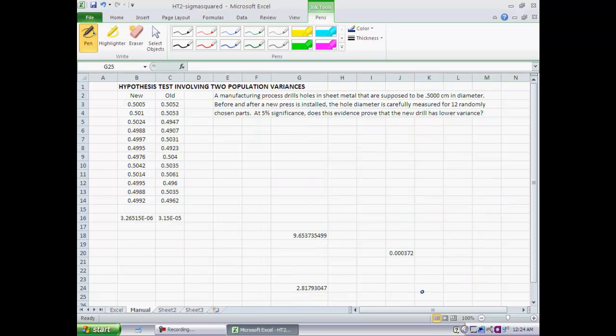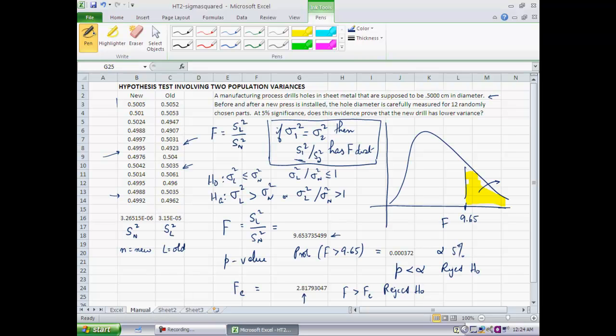So whether I use the p-value method or the critical value method, I end up with the same conclusion, namely that the variance of the drill holes with the new press is smaller than the variance of the drill holes with the old press.